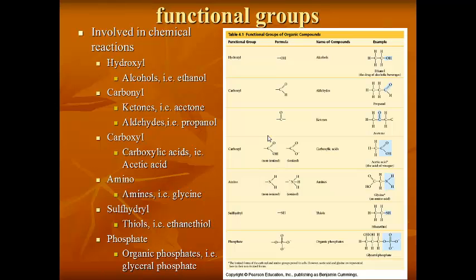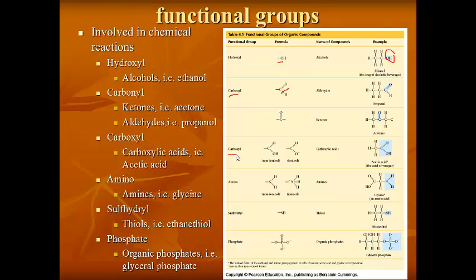Here you see some common functional groups that we'll look at throughout the course. First, you have a hydroxyl group, OH. These are found commonly in alcohols like ethanol. Next, you have a carbonyl group, which is a carbon double bonded with an oxygen. We find these in aldehydes and ketones.